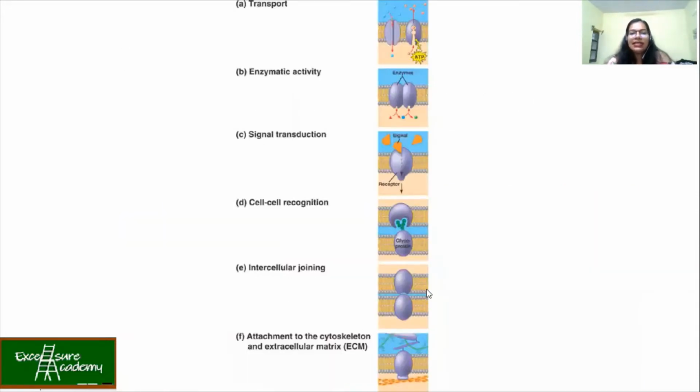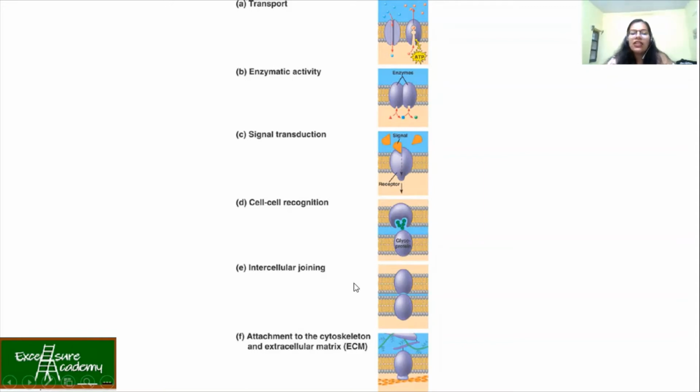Now, let's see the activity of the proteins over here. The proteins can be enzymatic, or they can act as a channel or carrier proteins. These proteins can also act as enzymes. They also help in signaling. The ligands can bind to the receptor and then they can pass the signal. Cell-to-cell recognition, as we discussed just recently: two membranes having receptors, the antigen in the form of carbohydrate will be present. They bind together and they will have their interactions.